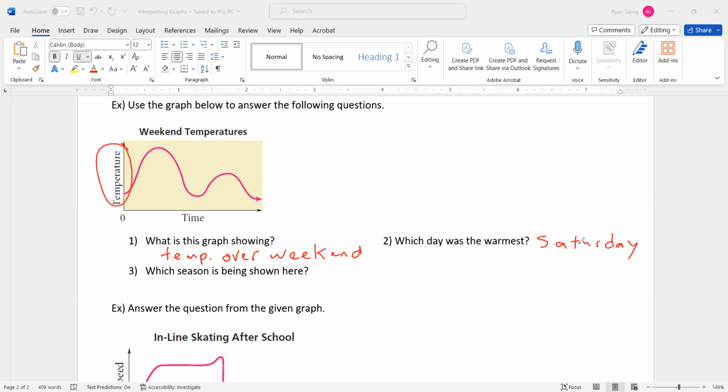Which season is being shown here? This is something that you can't tell. It could be summer, and Saturday was 100 degrees and Sunday was 85 degrees. Or it could be winter, and Saturday was 12 degrees and Sunday was -3. We don't know. We just know that Saturday was warmer than Sunday. That's it.